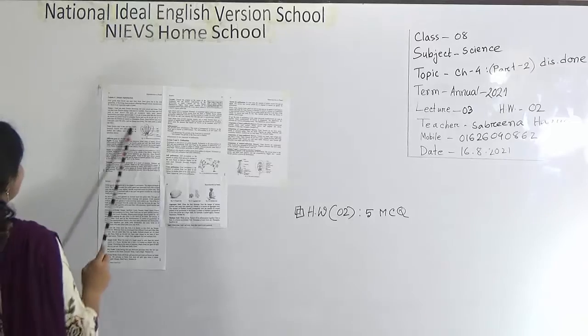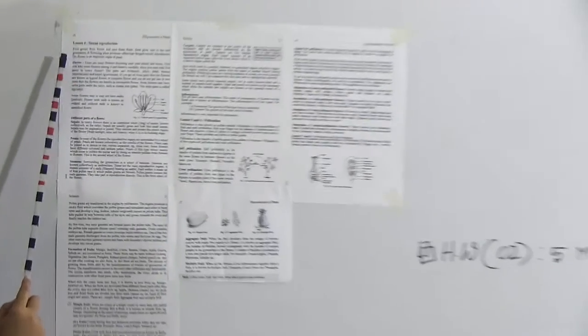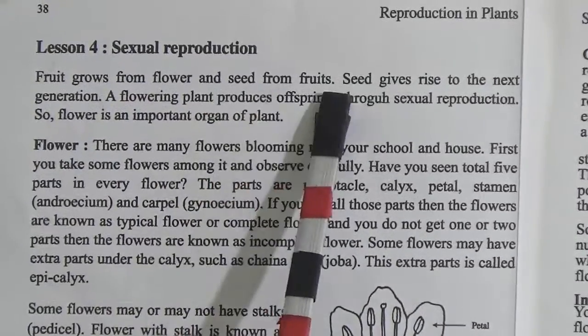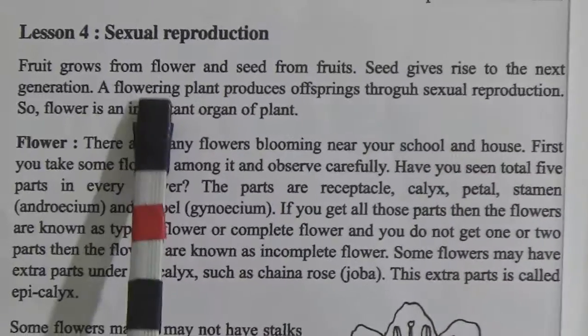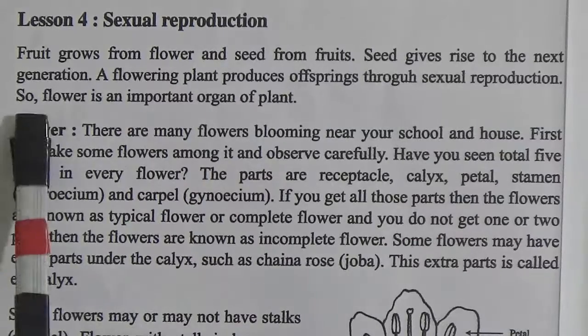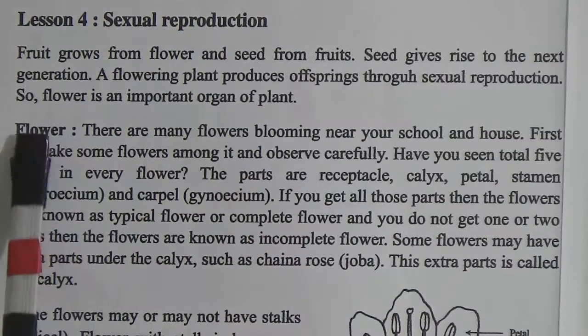Dear students, in our previous class we already discussed asexual reproduction. Now we are going to discuss sexual reproduction in plants. Fruit grows from flower and seed from fruits. Seed gives rise to the next generation. A flowering plant produces offspring through sexual reproduction, so the flower is an important organ of a plant.